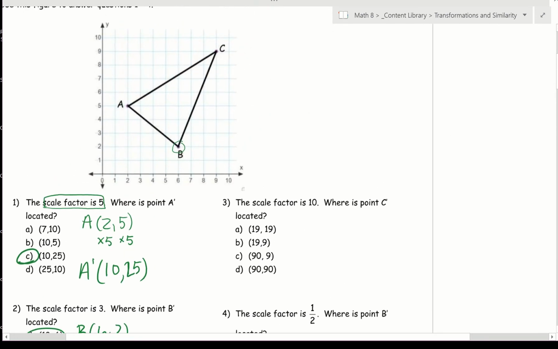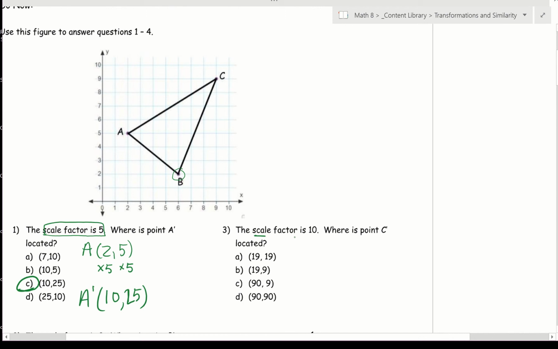Number 3, the scale factor is 10. Where is point C prime located? So C right now is at 9, 9. If the scale factor is 10, I'm multiplying it by 10. 9 times 10 is 90. 9 times 10 is 90. C prime is going to be at 90, 90.